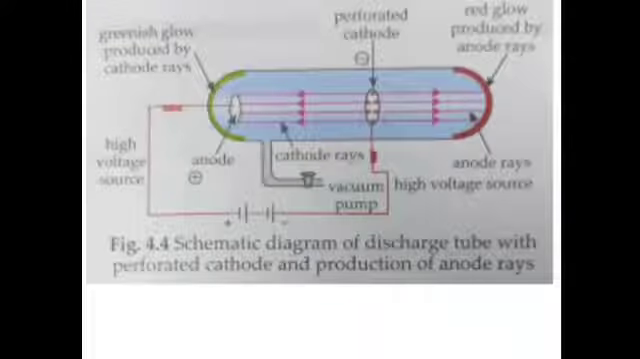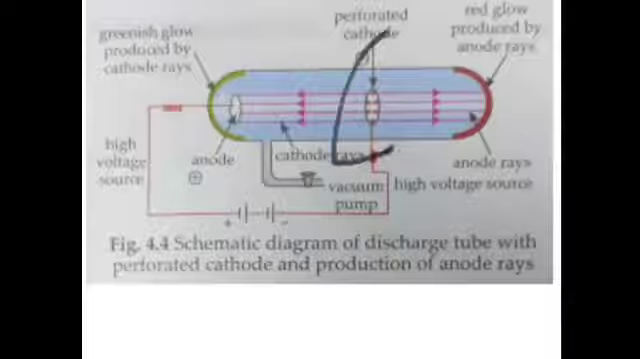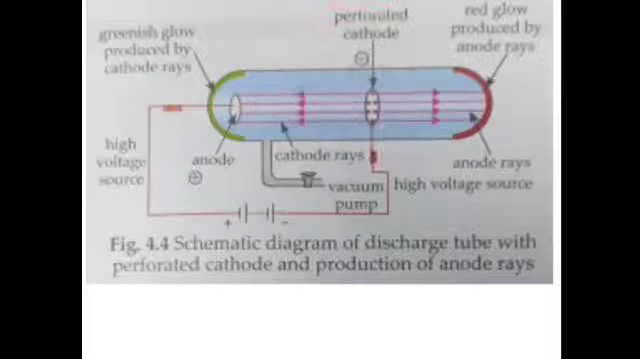Then I had told you about the discovery of protons, and it was done in 1886 by E. Goldstein. He discovered these positively charged particles which were called protons. And what did he do? He passed electricity at high voltage in a discharge tube. He produced anode rays in a discharge tube, and he made the cathode perforated. That means that the pores were present in it, so that the anode rays pass through it.